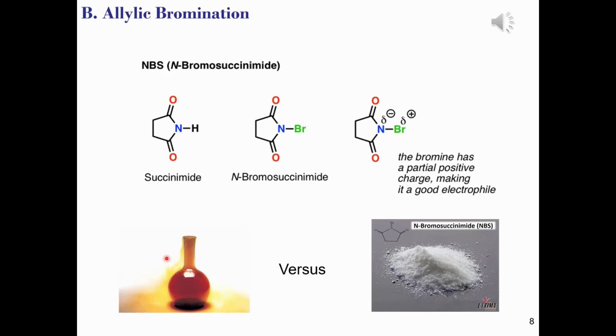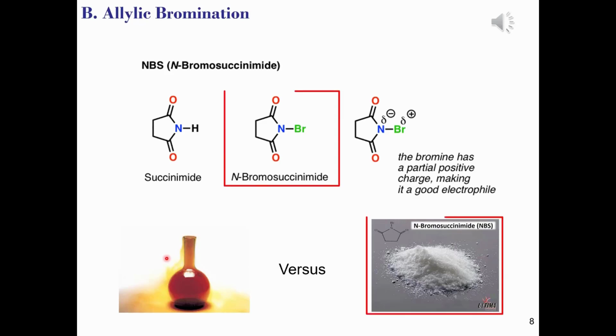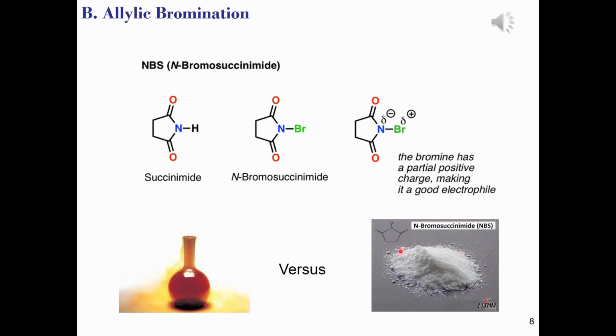Its density is about 3.19, and therefore drops of it tend to fall from whatever piece of glassware you're using to try and dispense it. And this leaves a little trail of violently fuming orange puddles behind. Now in contrast, NBS, this N-bromosuccinimide, is a white crystalline solid which is much easier to weigh and is also easier to work with at a practical level.